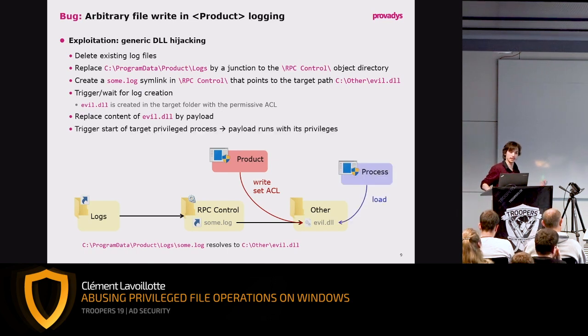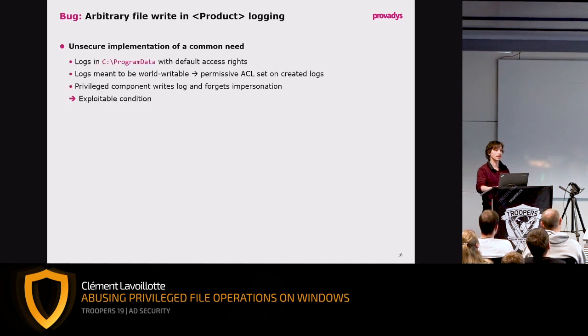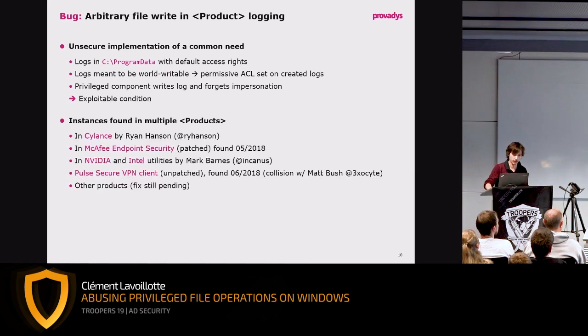And then when our process starts, if we drop the DLL in the right directory, it will load it and execute our code. So this pattern is basically an unsecure implementation of a common need. So multiple components with different access levels that all need to write log files. And when it's implemented like this, you get basically an exploitable condition. And multiple instances of this specific bug were found in multiple products. This is just over the last year or so.